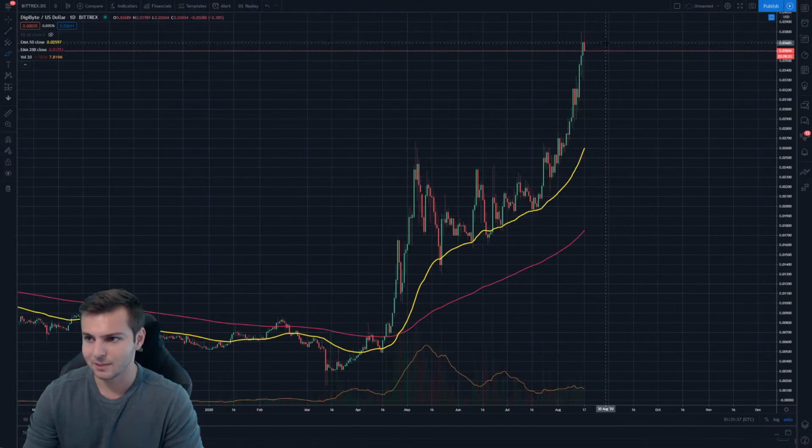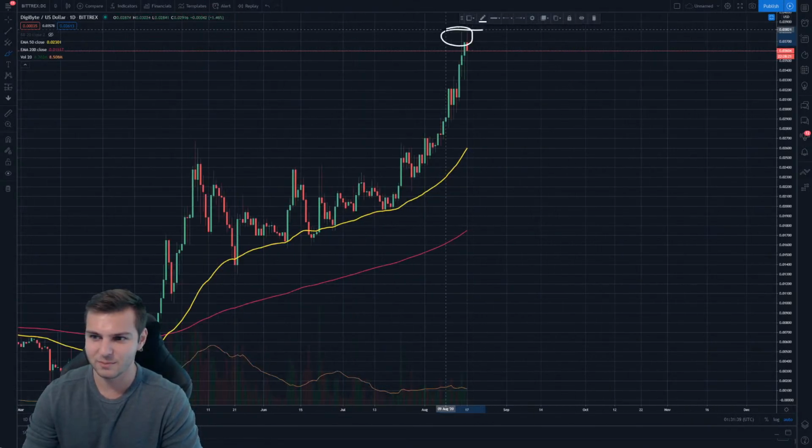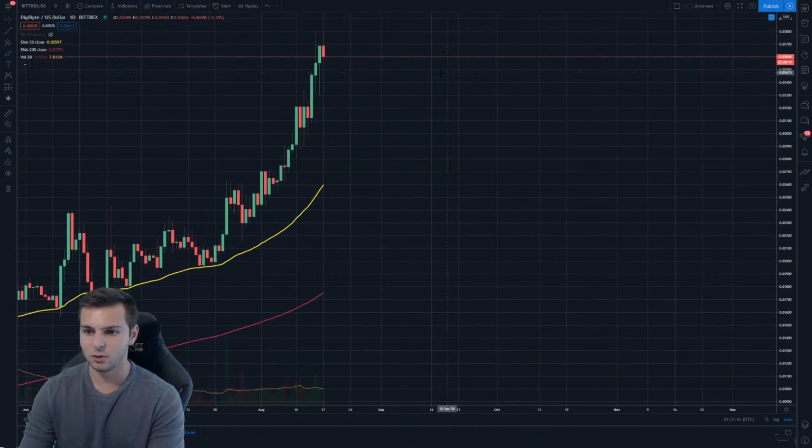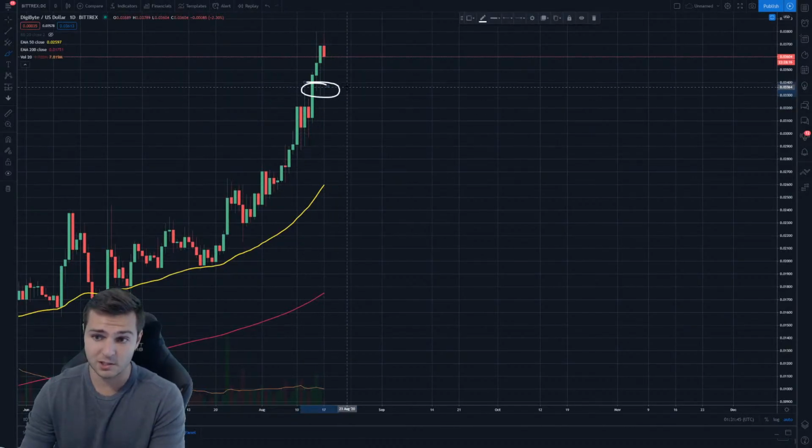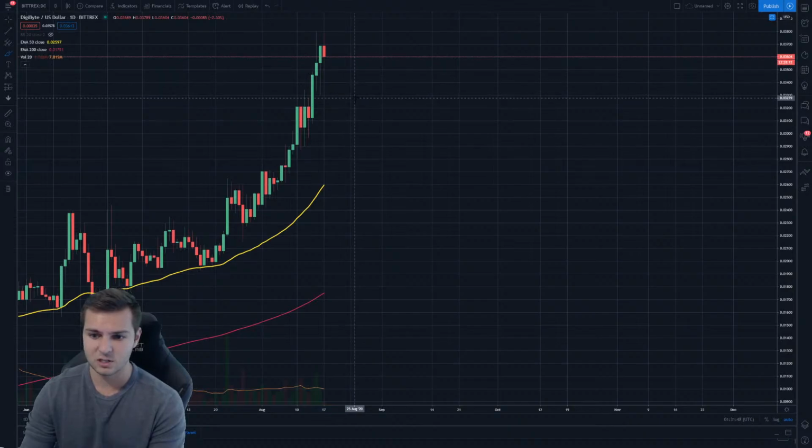So that's something I'm taking into account. Also, I don't know, there's something about this that I don't like, but look at how much it got bought back up over here from the wicks. Previous resistance looks like it's going to be support. So maybe it just continues from here.